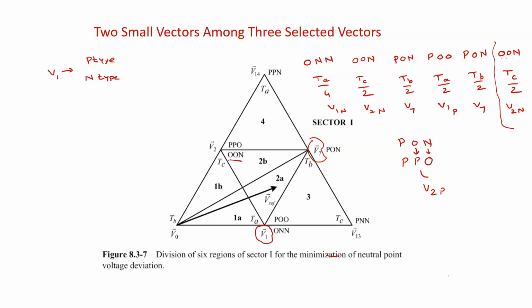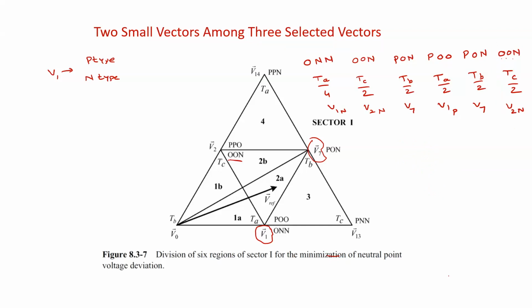Understood? This effect is not for a single instant; it is carried for every TS period of time. That means you have additional switching for every TS period of time. So you have some trade-off here: either you choose to improve the neutral voltage deviation, or you accept the deviation and save the switching losses. So this is the one.